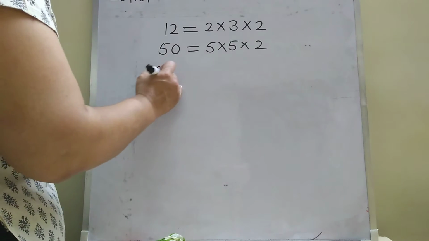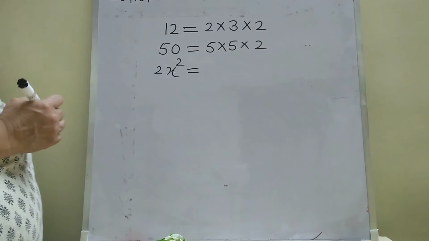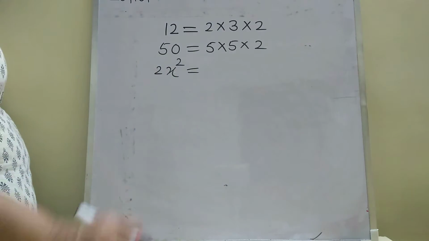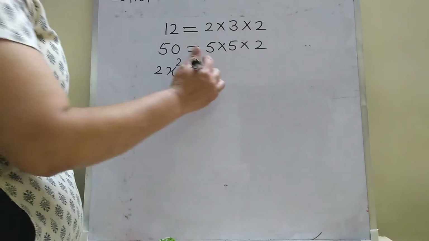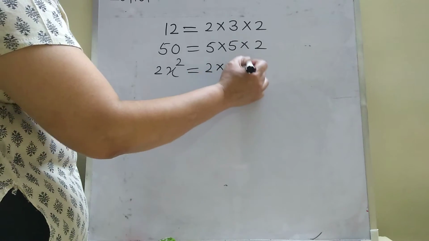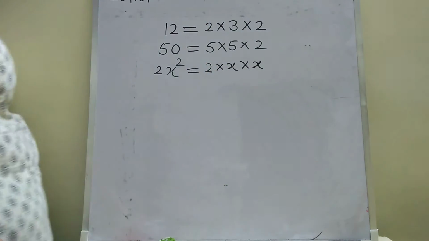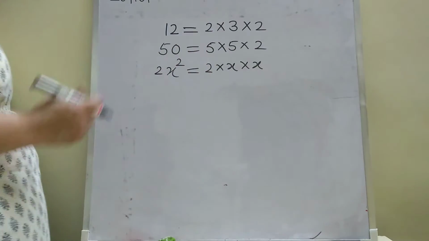Now, if the term is like this, 2x square, what are the factors of this term going to be? This is a monomial. You know what is meant by monomial. Here the factor of the number is 2 only, and x square can be factorized as x multiplied by x. It means you are writing the term in multiplication form.